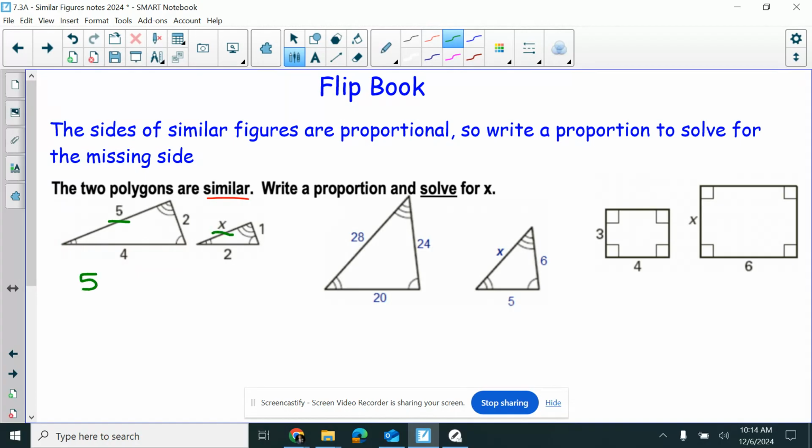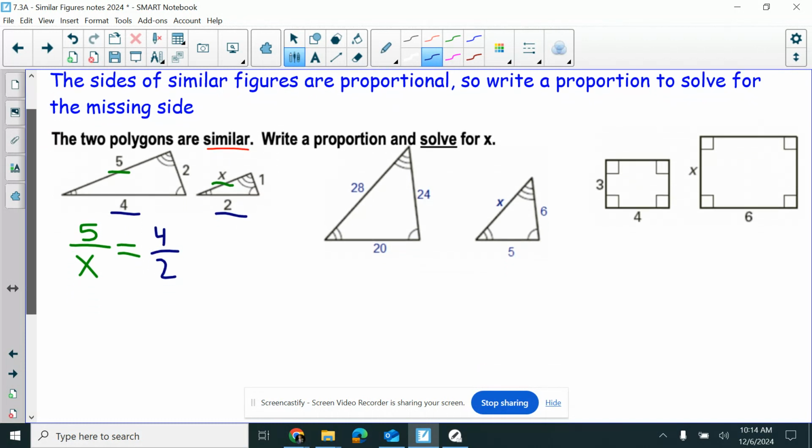So I'm going to do 5 over x equals, so we need two ratios to create a proportion. Now we just have to pick another side. It doesn't matter what side you pick. With this next, I have two options, right? I can either do 2 over 1 or 4 over 2. I'm just going to pick 4 over 2. Because all three sides are proportional, all three sides have the same scale factor. So that's why it doesn't matter what the second one is if there's more than one option.